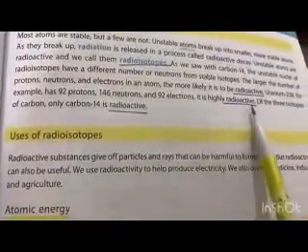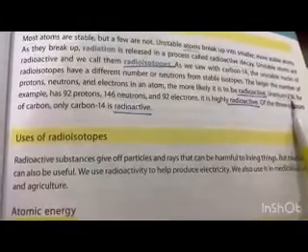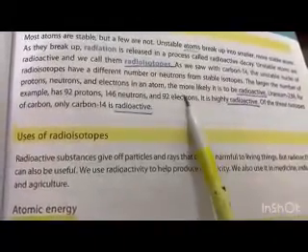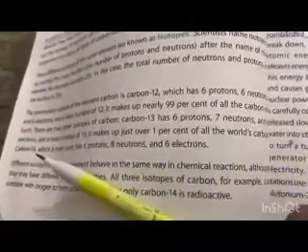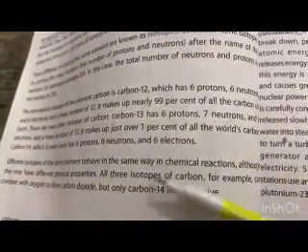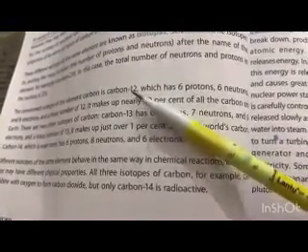It is highly radioactive. Why is it highly radioactive? Because it has a large number of protons, neutrons, and electrons in it. If we see, for example, carbon, we have carbon 12, carbon 13, and carbon 14. So which is the stable one? The first one, carbon 12. And which is the non-stable, or the radioactive one? Carbon 14 is radioactive.